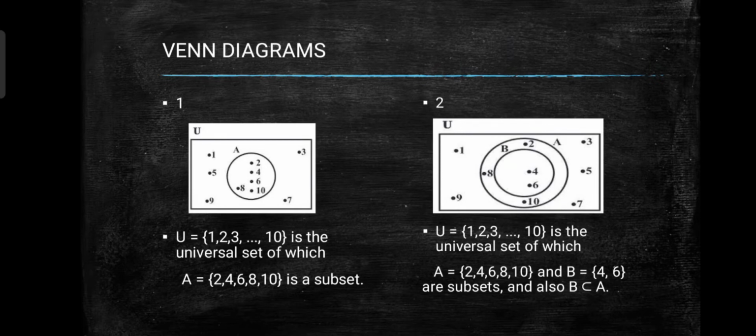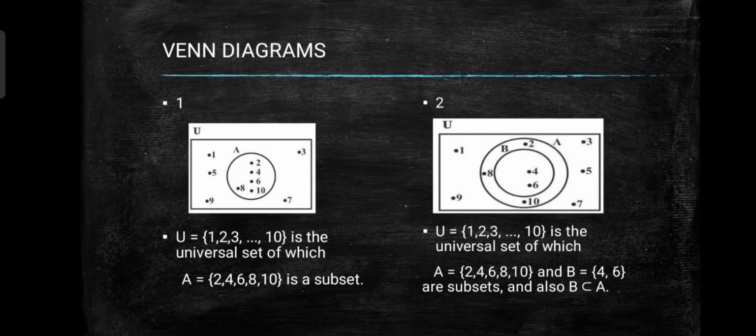So the universal set is 1 to 10, and A is a subset: 2, 4, 6, 8, 10. The universal set is always shown in a rectangular box. It can also be a square, I don't mind, it just has to have that kind of shape. So that's usually represented in rectangles or squares, and the sets are represented in circles.